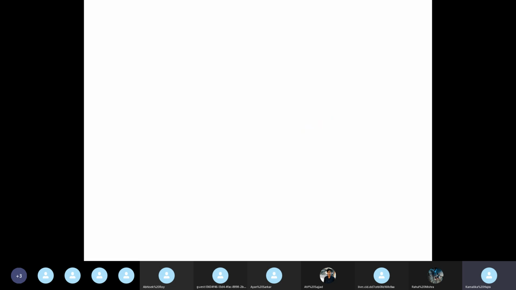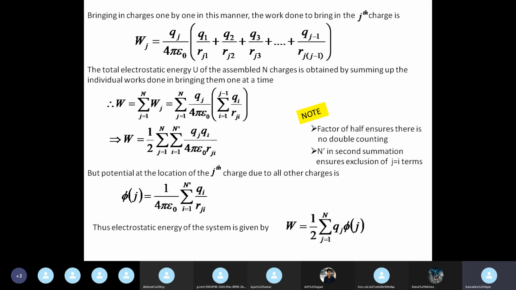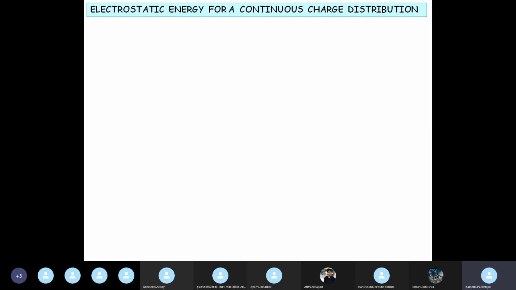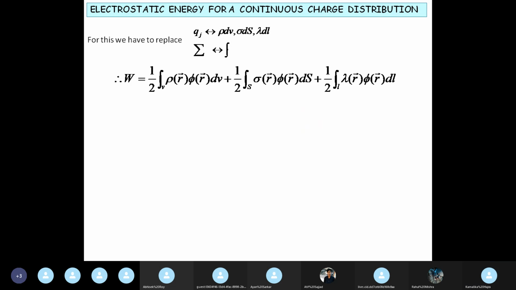Now, this is the expression for discrete charges. But we know that we also have to consider continuous charges. So for the electrostatic energy for a continuous charge distribution, what do you have to do? You have to replace the discrete charges by charge distributions and the summations by integrations. So the work done becomes this.